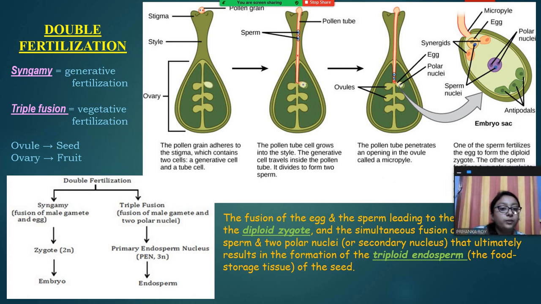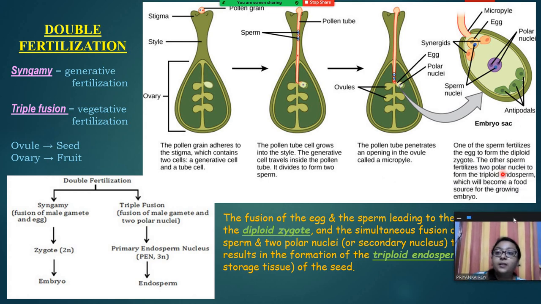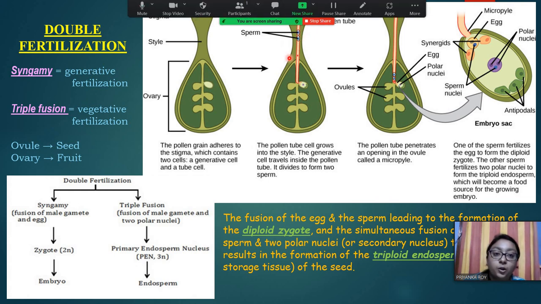So the very important term here is double fertilization. What happens when the sperm or the pollen tube enters the ovule? First, the pollen tube adheres to the stigma, which I already mentioned, and it contains two cells, a generative cell and the tube cell, or the vegetative one, which is now the tube cell. And the sperm, the two male gametes, are now traveling across the pollen tube and reaching the ovules.